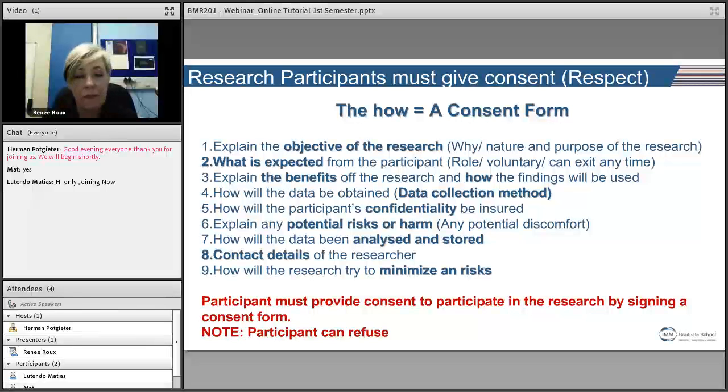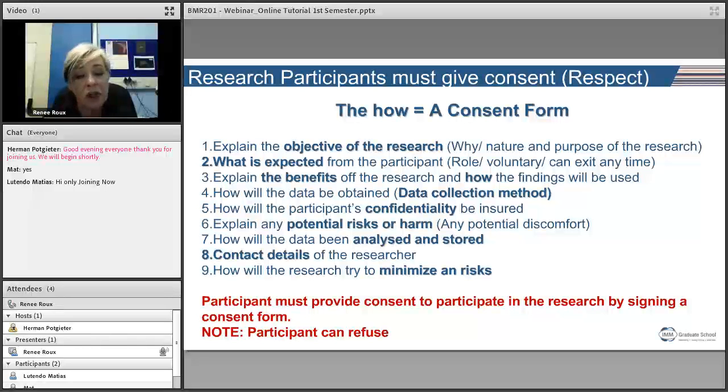It's either going to be a discussion around a table. You're going to ask them a number of questions. It's going to take about 10 minutes of their time, or you're going to give them a questionnaire that they have to complete, and you're going to collect it at a later stage. So you have to tell them exactly how you're going to get the information out of them.